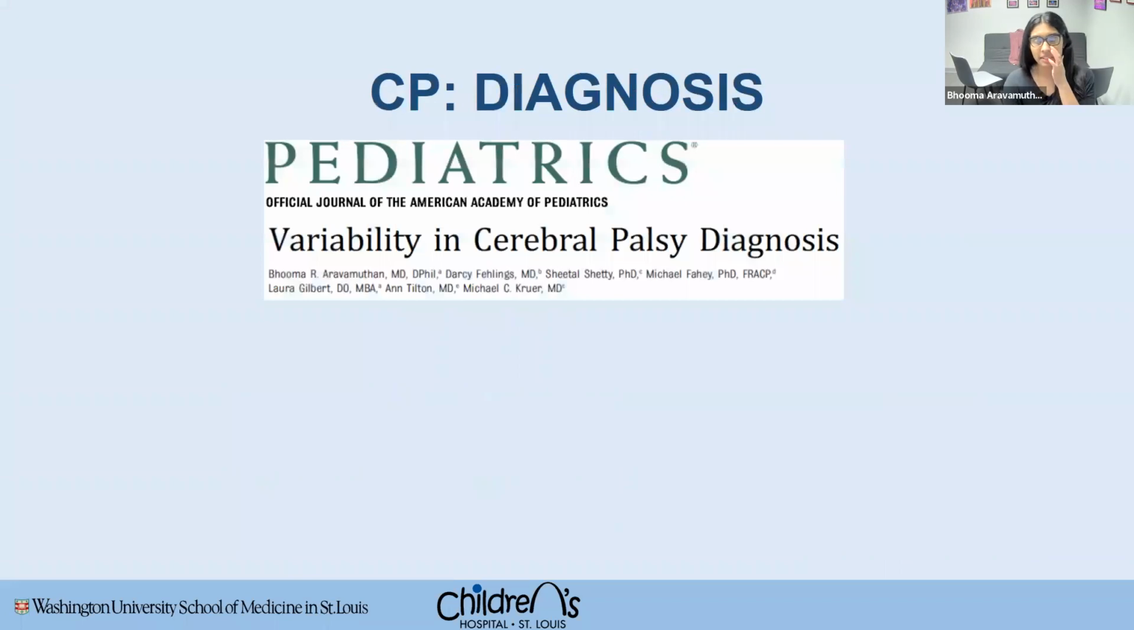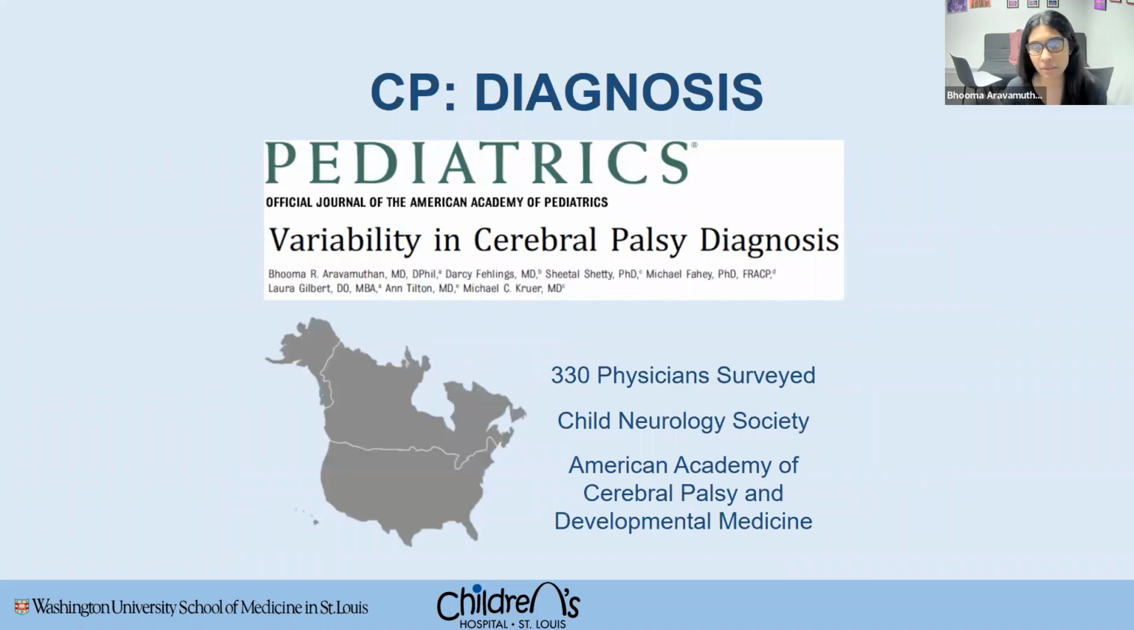The diagnosis of CP has been recently somewhat fraught. We've demonstrated that there's variability in how we're diagnosing CP. The way we did that is we surveyed 330 physicians who care for people with CP, including a large chunk of neurologists, but also orthopedists, developmental pediatricians, et cetera. We surveyed them across North America from 2 professional organizations, specifically looking for groups that had dedicated interest in CP.